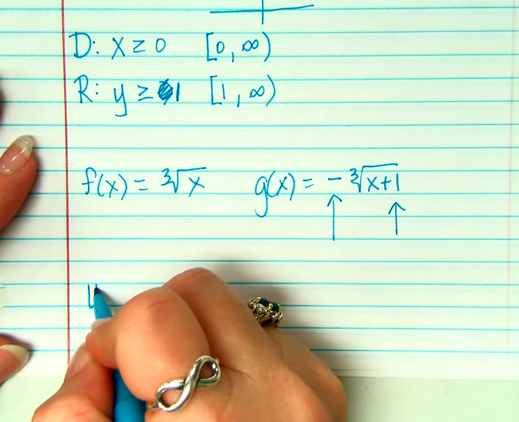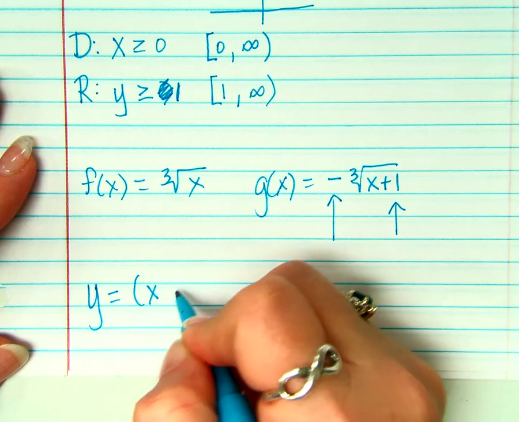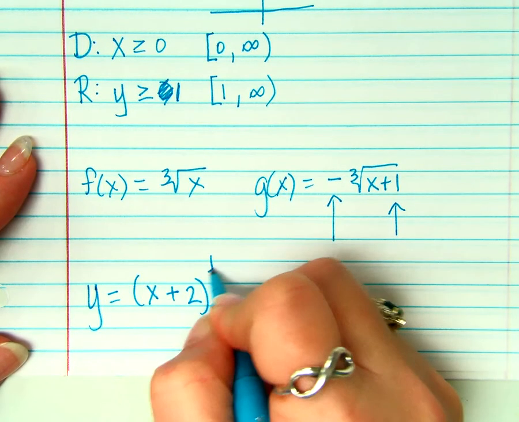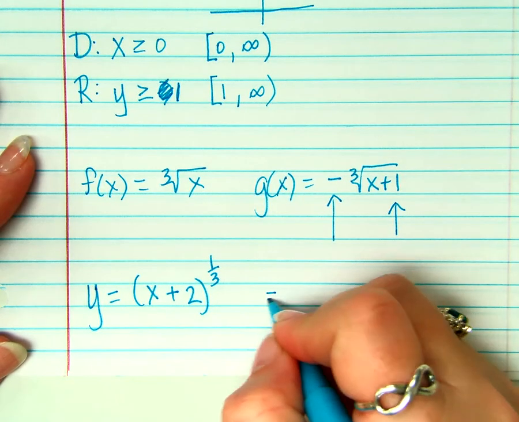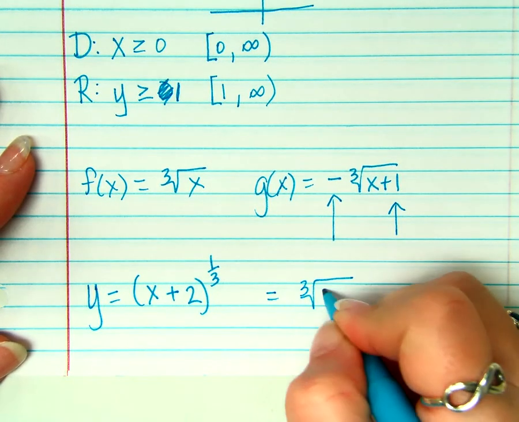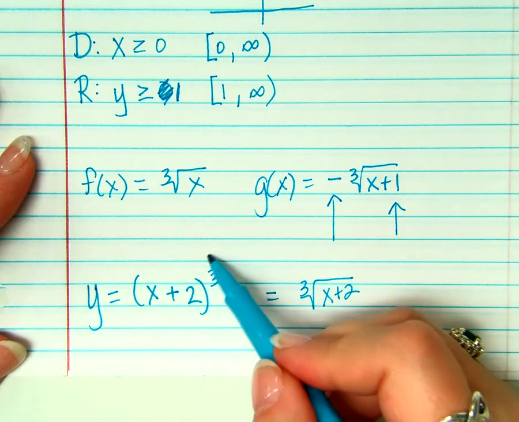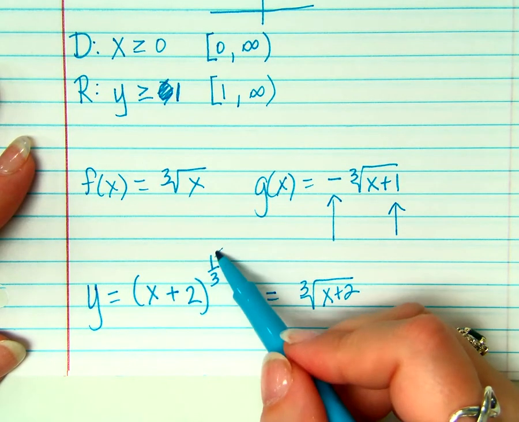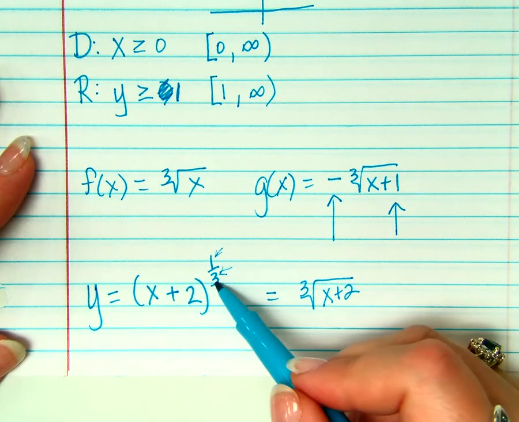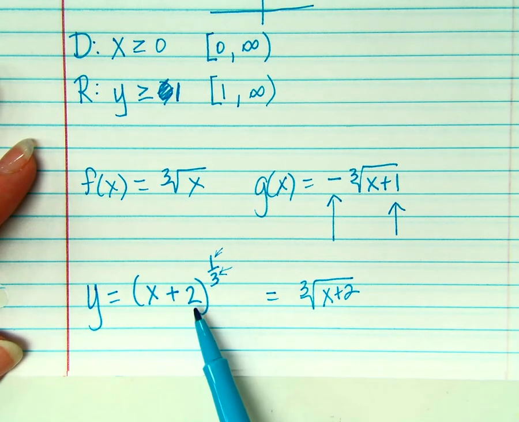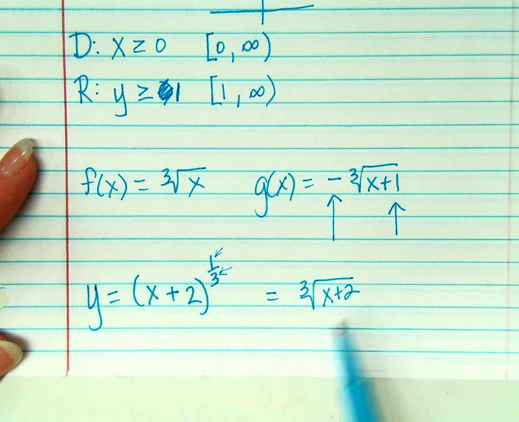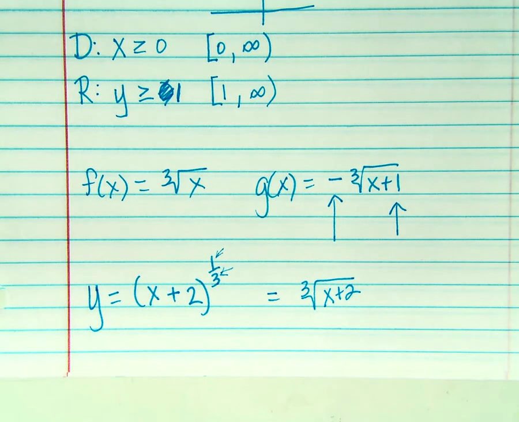Okay? What about if it's something like this? y equals x plus 2 to the 1/3 power. Oh, that's the same as the cube root of x plus 2. Remember that exponent? The top is the power, the bottom is the root. Well, if it's a cube root, that's what it looks like. So this isn't really any different. There are no different rules for transformations for this as there are for this. There are the same rules. Okay?